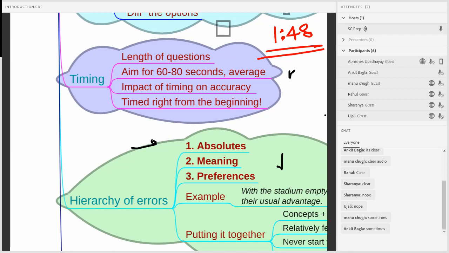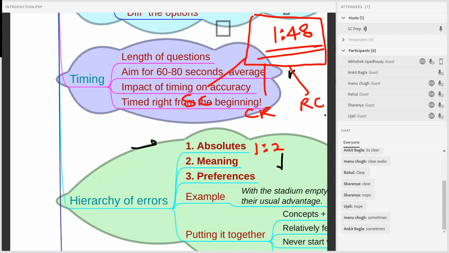But Ankit and Manu and everyone in the class, my question to you is this. Your average time is 1 minute 48. This is just simply the total time divided by the number of questions. That's it. This is a simple average that's available to you. Now, you have 3 question types in verbal: sentence correction, critical reasoning, and reading comprehension. If you have 1 minute 48 seconds, and what is 60? 60 is 1 minute, 80 is 1 minute 20 seconds.